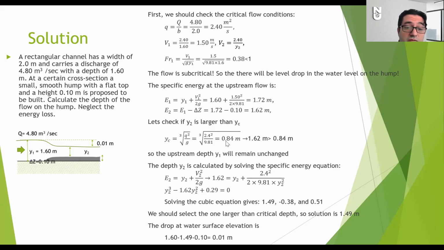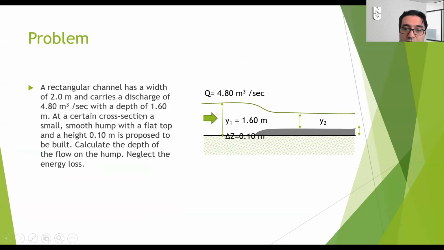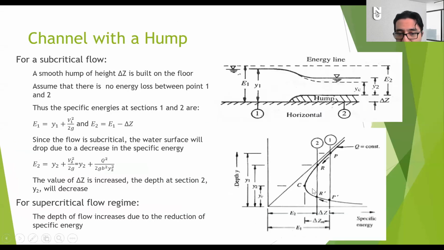Sorry, the critical depth is going to be 0.84 meters. And this 0.84 meter is larger than our specific energy. Okay. If it is larger than our specific energy, let's go to that graph. I will show you that. This is our specific energy. And it seems that our total energy is larger than the specific energy, I mean, the minimum energy, critical energy.